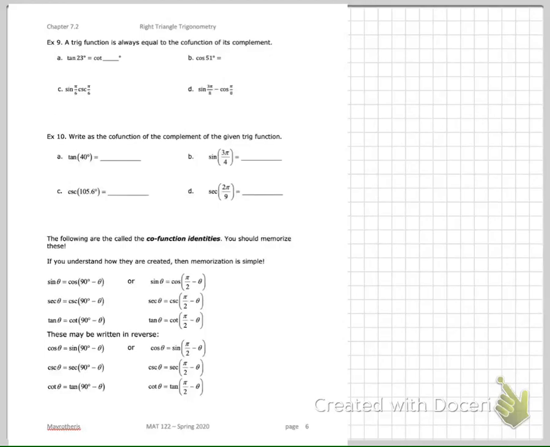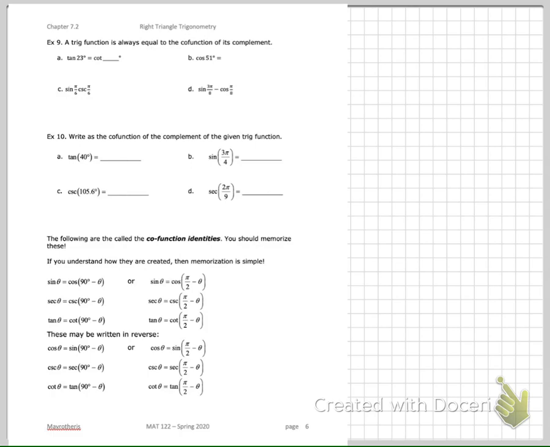Okay, here we are, chapter 7.2, right triangle trigonometry. We are on page 6 of the notes. First things first, exercise 9, continuing what we were doing on page 5. A trig function is always equal to the cofunction of its complement.